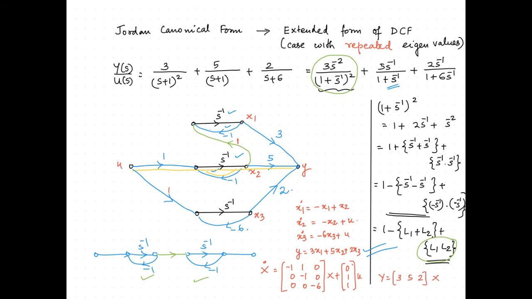And here, if you look at the state model, we can see that there is something called the Jordan block that corresponds to the repeated eigenvalues.